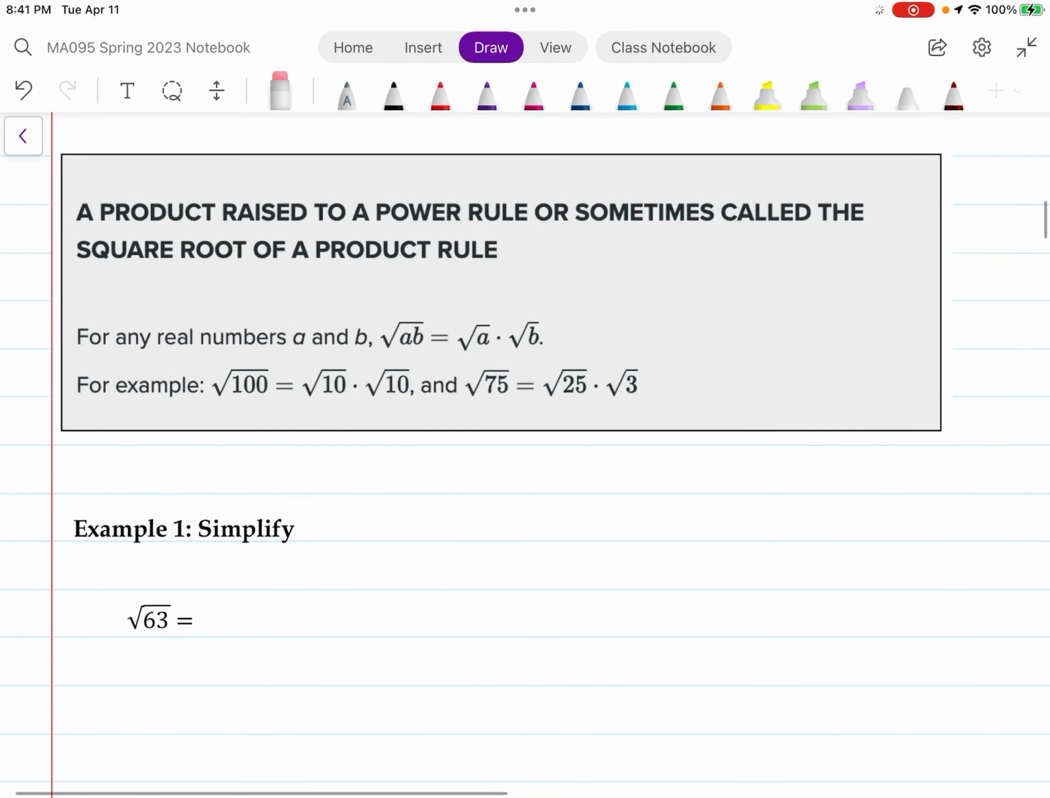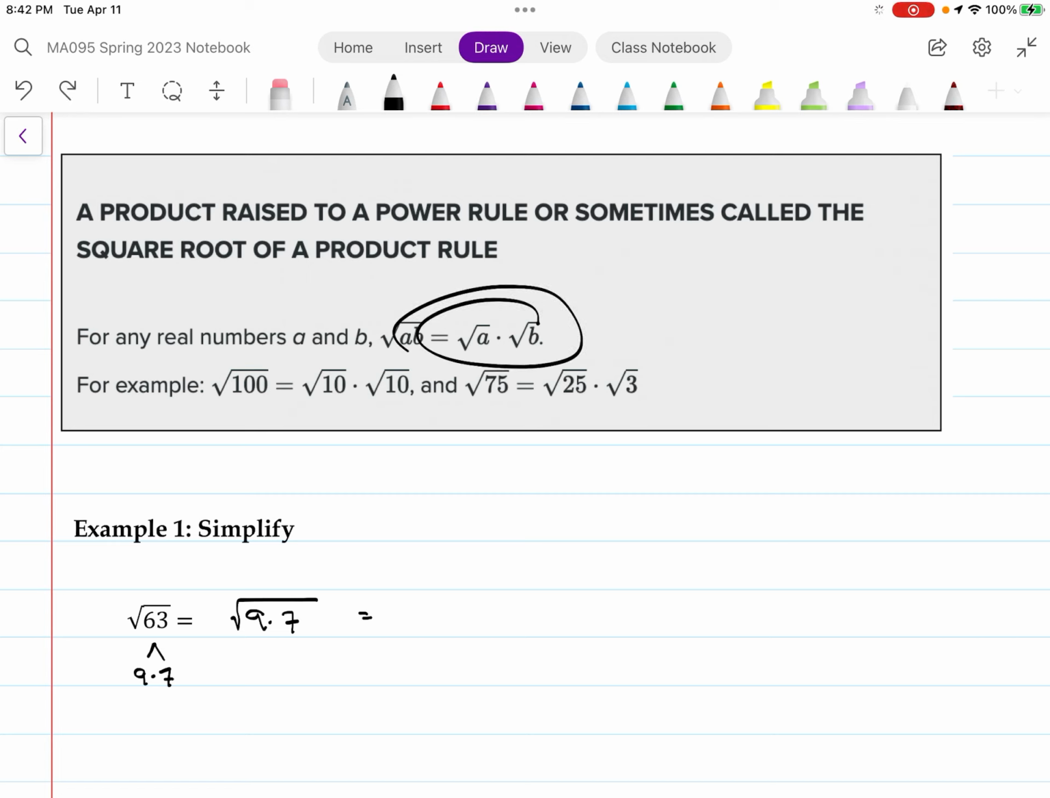All right, so square root of 63, let's break it up into something. So try to think if you can think of a perfect square in 63. And I know that 63 is 9 times 7. So I'm going to say that this is then the square root of 9 times 7, which means, according to this rule right up here, that we've got the square root of 9 times the square root of 7.